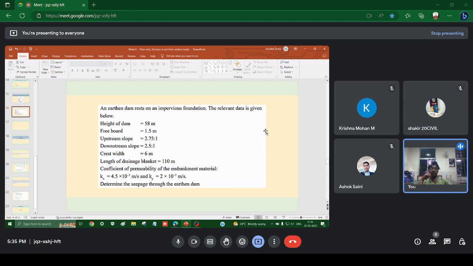Have you done this kind of sums? No, sir. Have you solved any question? First time. Okay, first time. Do you know the length of the drainage blanket and all? Do you know the parts of the dam and how to solve this question? No, sir. Okay, just a minute. I'll just try to draw the diagram. I thought of drawing the diagram, but I thought I might know this. Just a moment.